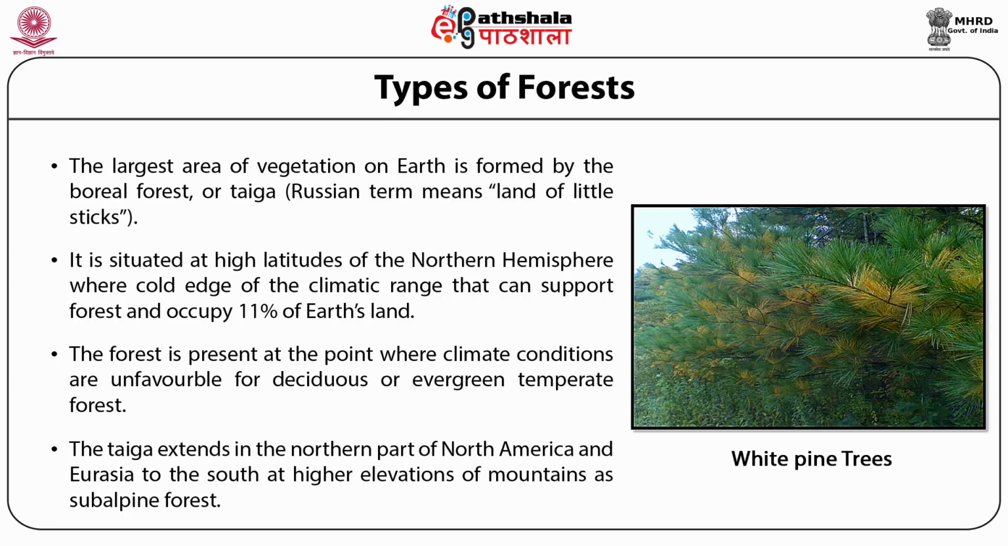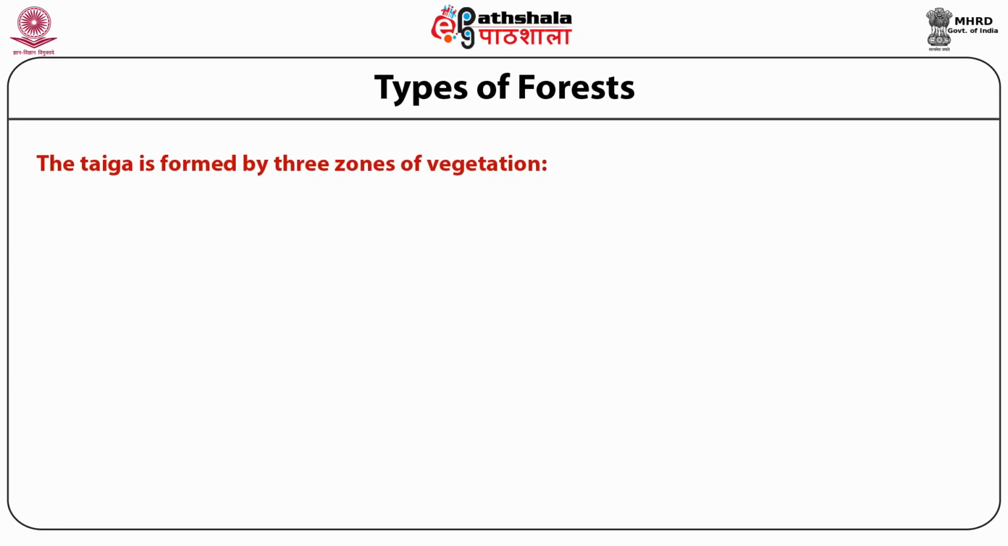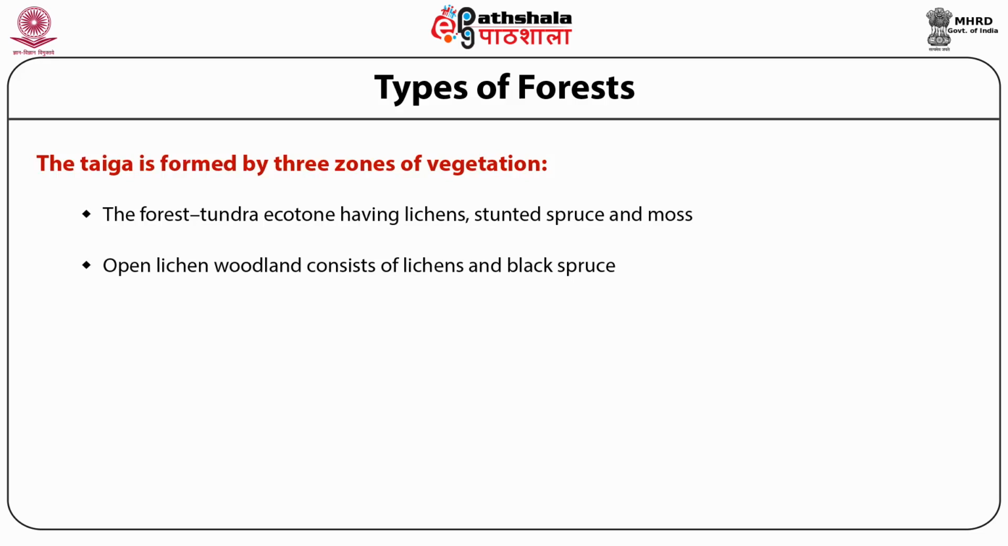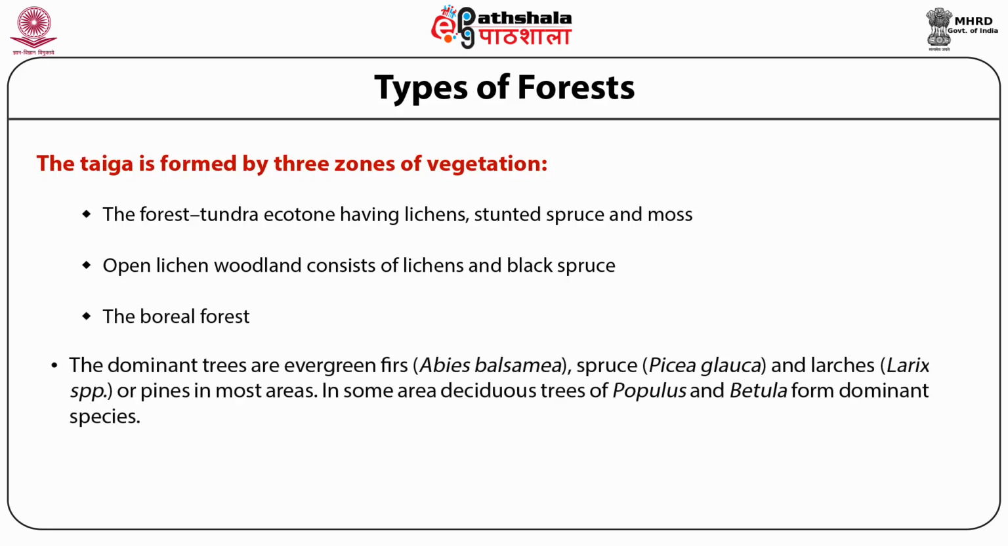The taiga extends in the northern part of North America and Eurasia, and to the south at higher elevations of the mountains as subalpine forests. The taiga is formed by three zones of vegetation. The first, forest tundra ecotone, having lichens, stunted spruce and moss. Second, open lichen woodland, consisting of lichen and black spruce. And third is the boreal forest. The dominant trees are evergreen firs, spruce and larches or pines in most areas. In some areas, deciduous trees of Populus and Betula form the dominant species.